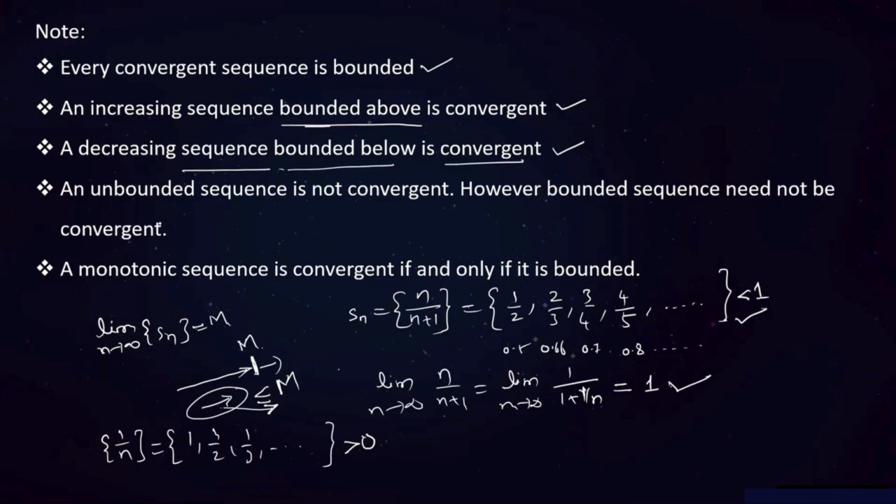Now see here the fourth point, an unbounded sequence. What do you mean by an unbounded sequence? When there is no boundary on either side. In these examples, if you take 2 to the power of n, or 1 by n, or even n by n plus 1, they have either a lower bound or an upper bound. But for a sequence, if there is no lower bound and no upper bound, in such a case we call it an unbounded sequence.